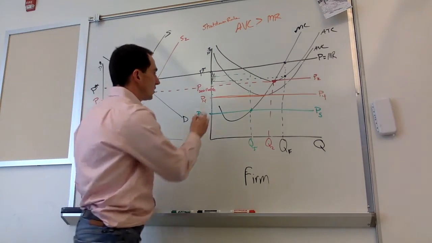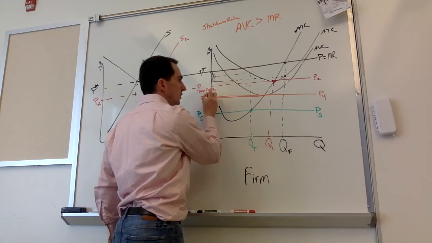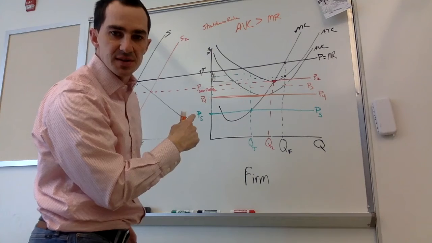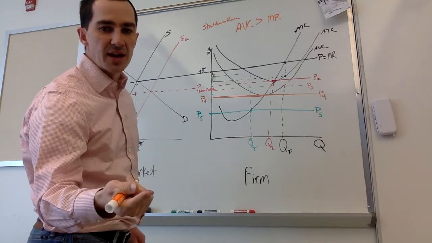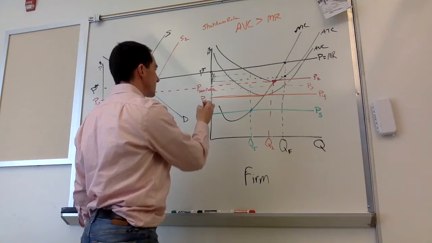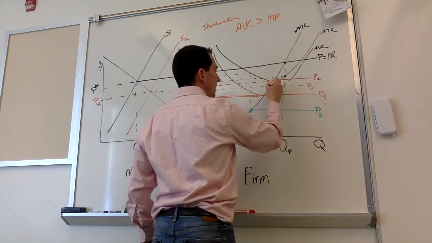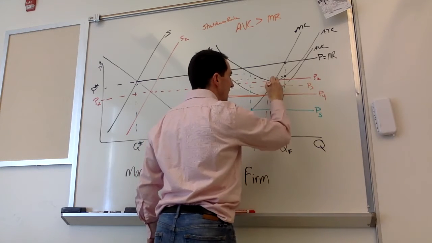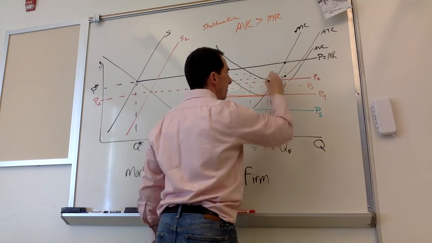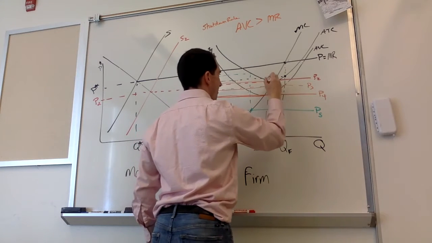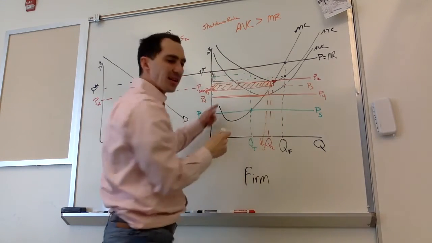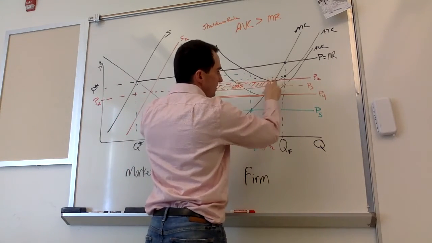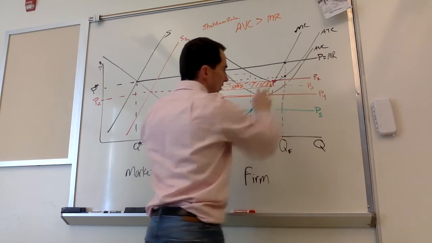Let me draw another example. What if this price was actually in here, P3? It can be a little bit difficult to see this graph. You can either zoom in, or I also have a handout on our Canvas page that you can see these different price levels. I call that P3. Here's marginal revenue equals marginal cost, Q3. And here I would be producing at a loss. My total cost is bigger than my total revenue.